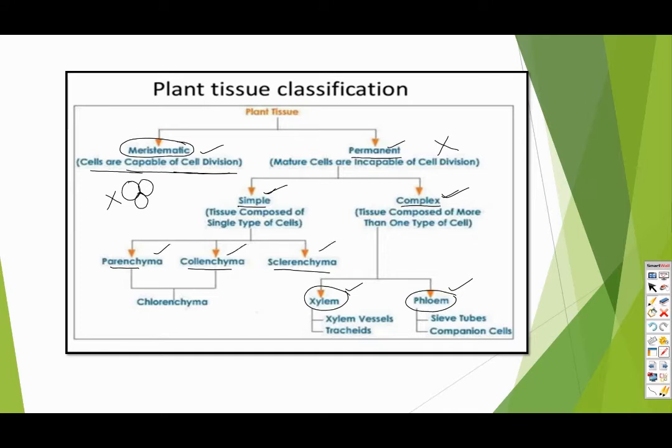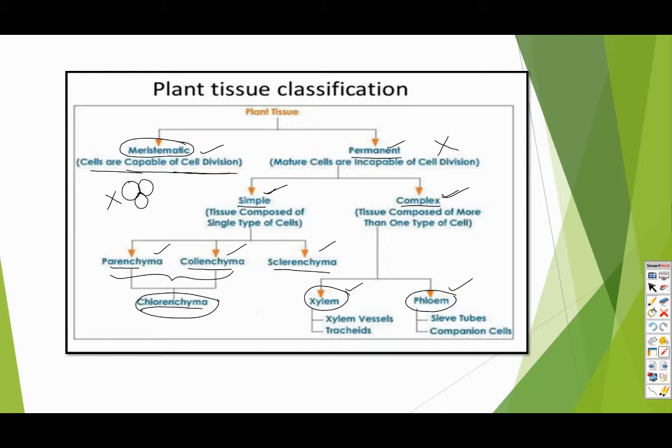Now, whenever parenchyma and collenchyma consist of chloroplast, if by chance there is chloroplast, then we call it chlorenchyma. What do we call it? We call it chlorenchyma.